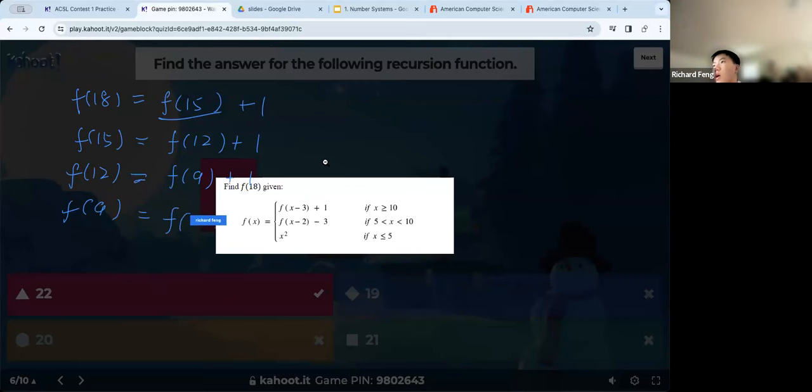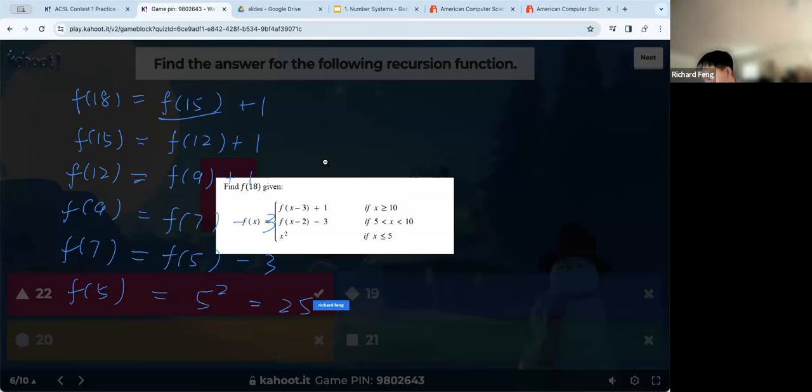So this calls for f of x minus 2, so that's f of 7, minus 3. And we don't know f of 7, so let's calculate that. F of 7 is still between 5 and 10. So f of 5, which is 7 minus 2, minus 3. And then we need to find f of 5. So since 5 is less than or equal to 5, this is just 5 squared, which is 25.